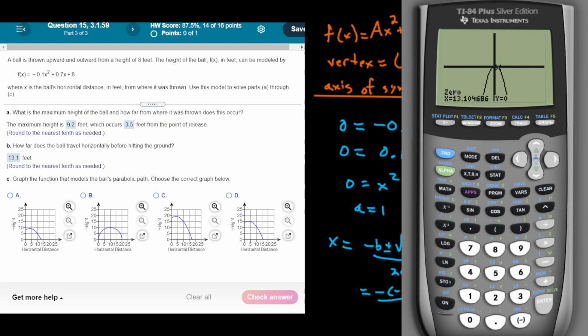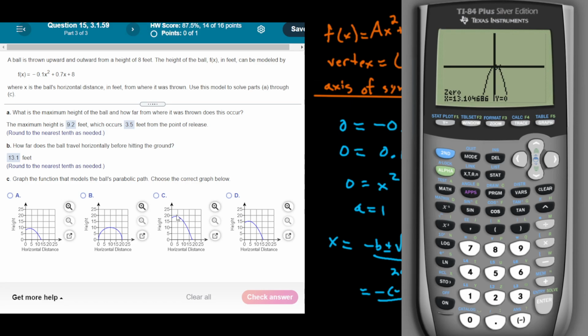If you didn't have the graph, you would know that this is an upside down parabola because we have a negative in front, so it has to be upside down, and they all are upside down. And basically, you just match up the vertex and match up the intercept, and it says horizontally before hitting the ground. That's the x-intercept, so just match the numbers up. Your vertex should be 3.5, 9.2. So that looks like it could be it there. It's definitely not this one because the middle of that parabola is at 10. So that can't be it.